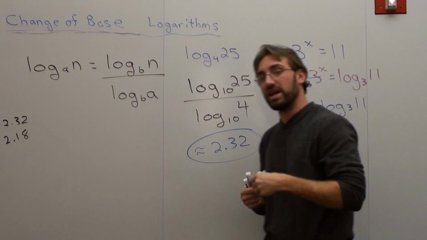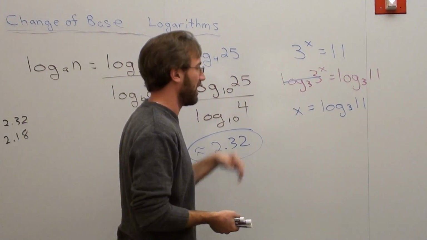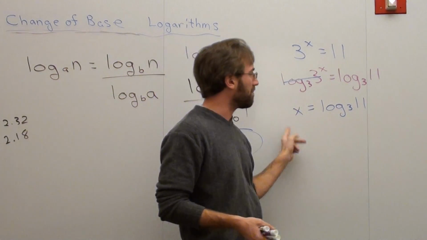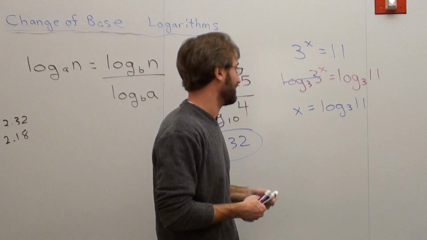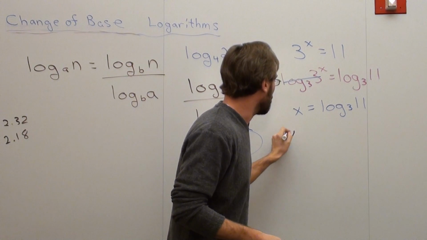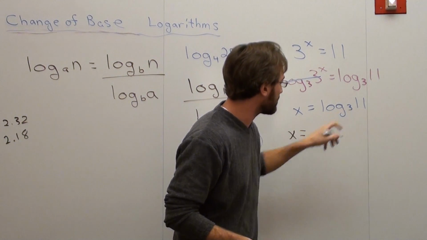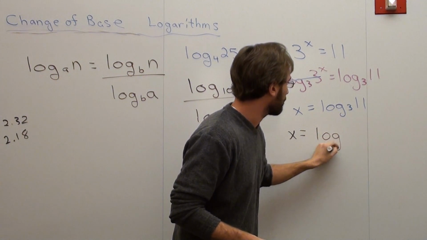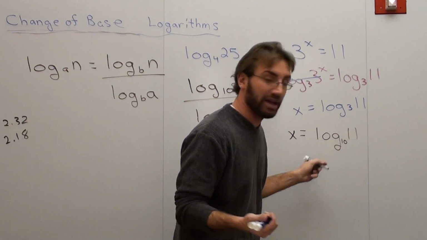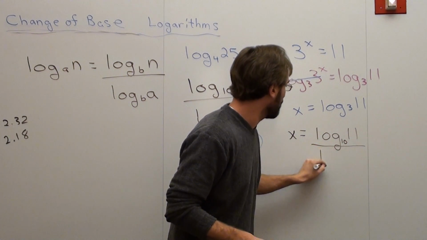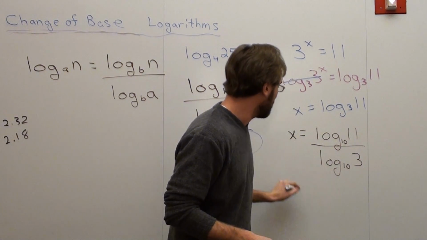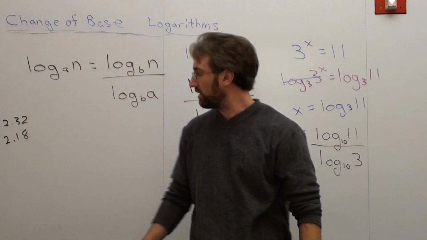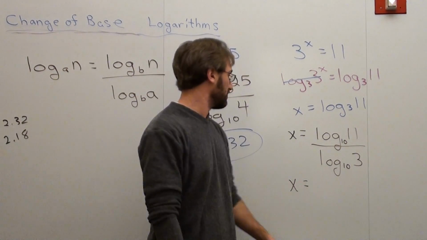If I use the change of base formula, I can figure out approximately what x is. You know, 3 to what power equals 11? Well, I know what it is because I wrote it there, but let me go ahead and do this anyways. So, change of base formula says it's the log of this number, and it's base 10, over the log of whatever that base was, which is 3, and it's still base 10. And x is approximately 2.18.